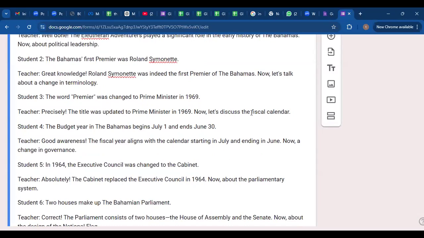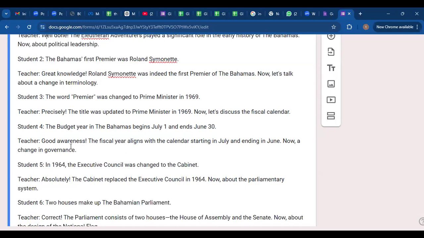Now let's discuss the fiscal calendar. The budget year in the Bahamas begins July 1st and ends June 30th. Good. Go ahead, Daxia. Good awareness. The fiscal year aligned with the calendar, starting in July and ending in June.